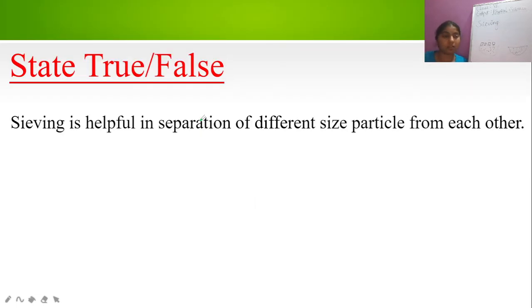Okay, so now students, you have to state true or false. Sieving is helpful in separation of different size particles from each other. Is it a true statement or a false statement? Read it carefully and then tell me the answer. Yes students, very good. That is a true statement, because we know that we can separate particles of different sizes with the help of a sieve.